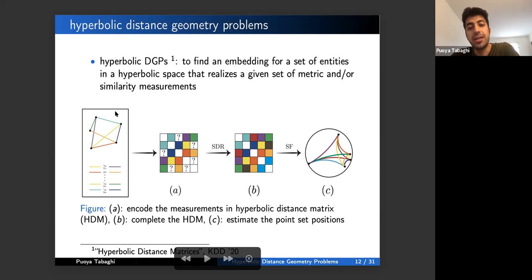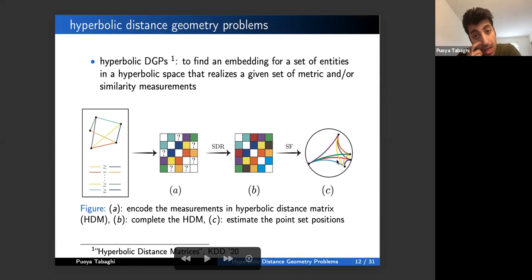We have these measurements, and I'm going to tabulate them in an n by n matrix that represents all of the pairwise distances between these entities. So this is a distance matrix. As you can see, we might not have all of the distances, but only some of them, and they can be noisy. I will show that with a semi-definite relaxation, we can denoise this matrix and estimate the missing measurements. Once we have all of the pairwise distances, we can do a simple spectral factorization of this matrix to estimate the point positions in hyperbolic space.